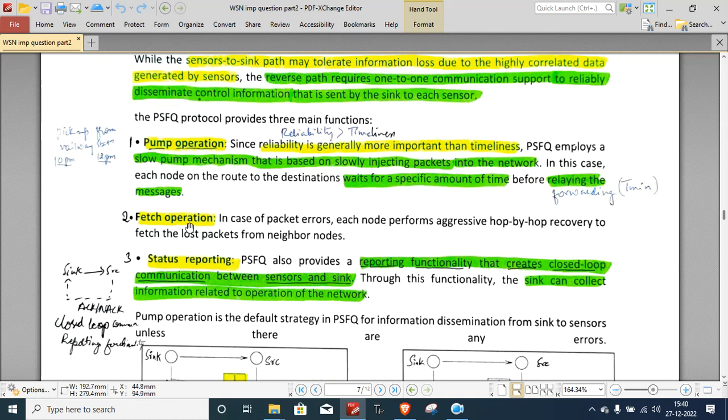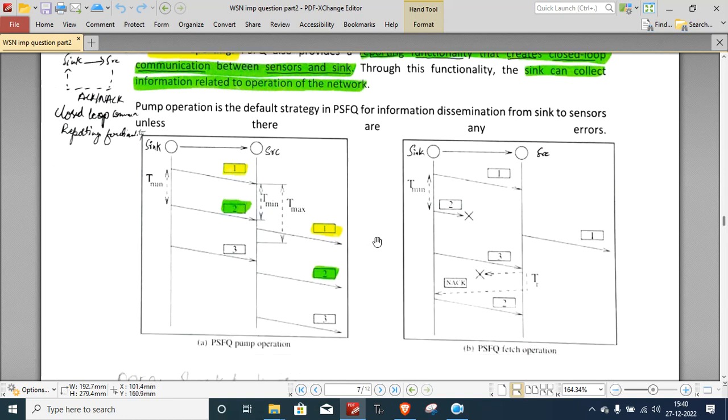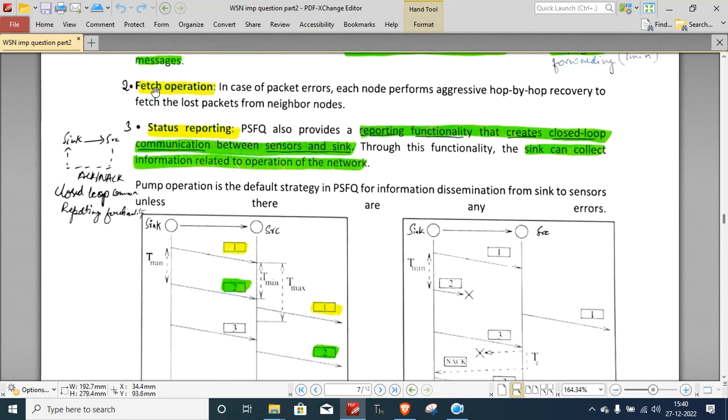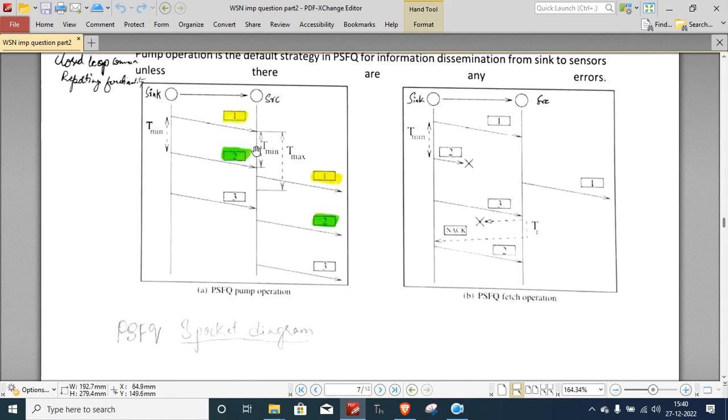Next we have the fetch operation. Fetching means getting back the original message in case of packet error. In the fetch operation, in case of packet error, each node performs a hop by hop recovery to fetch the lost packets from its neighbor nodes. Let's see how exactly it is fetching quickly.